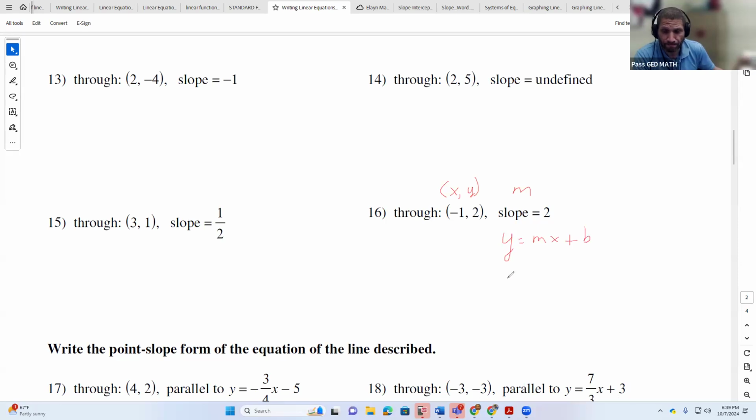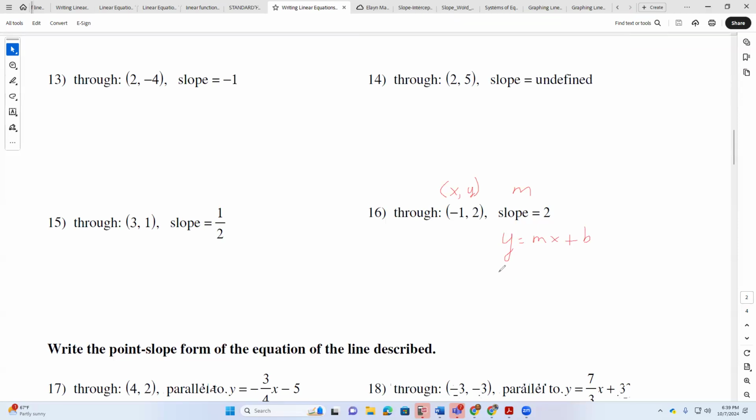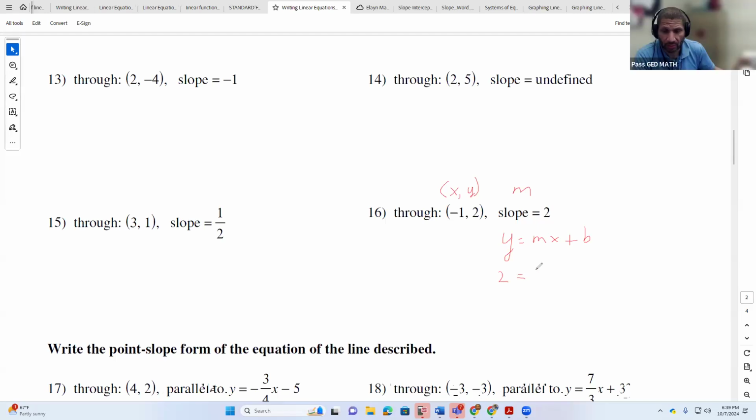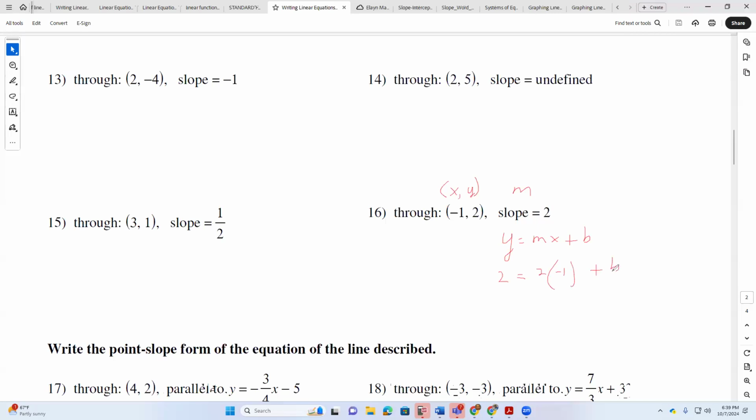What's my y? +2. What's my slope? 2. I'm going to multiply that by x. What's my x? -1. -1 plus b. All we did was identify our givens and plug them into the slope intercept form. That's it. It's not hard.